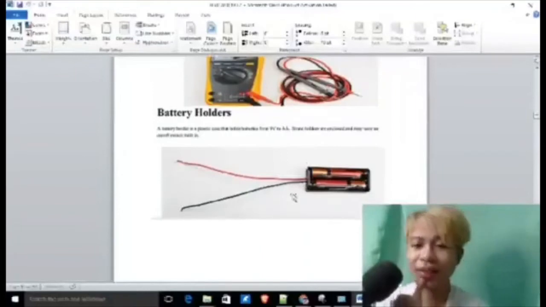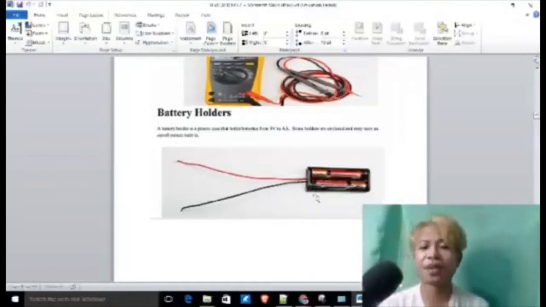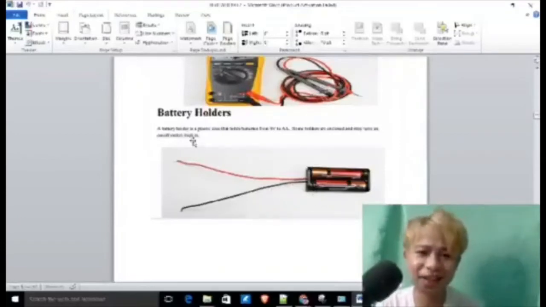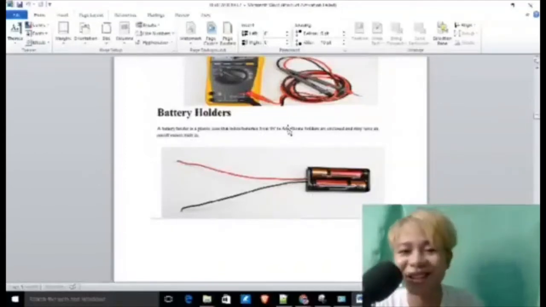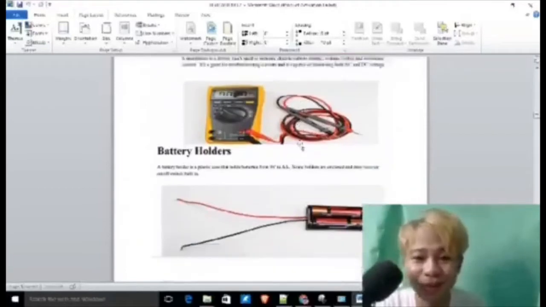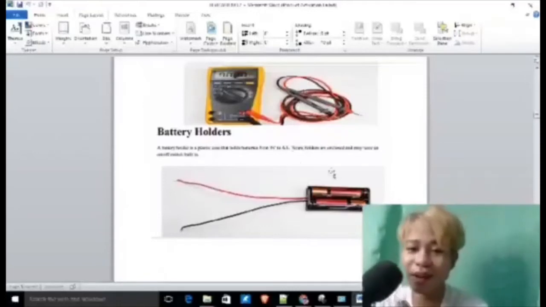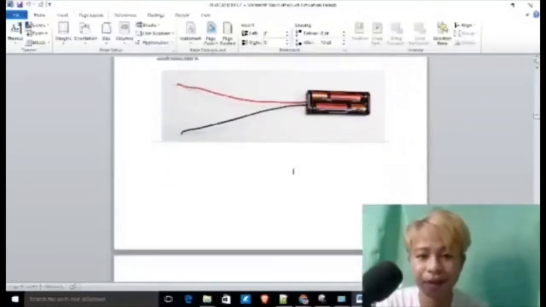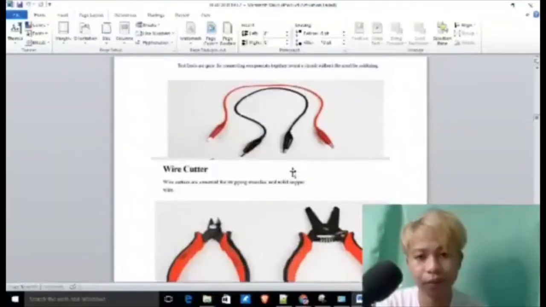Battery holder. When I see this, I think it's where your battery is put, and there is an on or off switch. I think that's right. So it's a battery holder. It's a plastic case that holds batteries from 9 volts to AA. I don't know what AA is, but I'm going to research that later. Some holders are enclosed and may have an on or off switch. This one has alligator leads. Yeah, that's one of the tools for soldering.